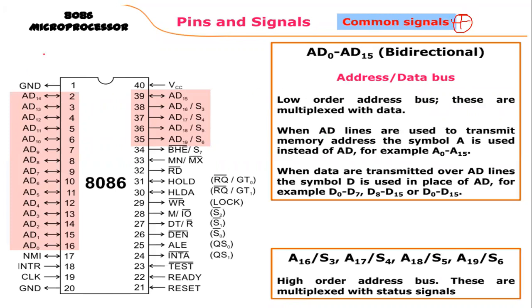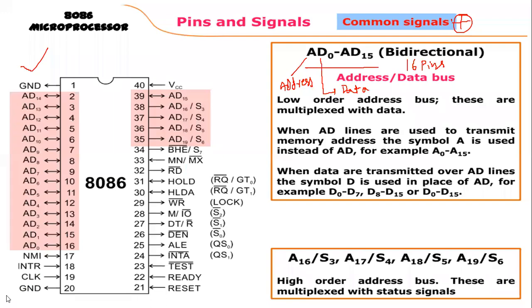Now see this diagram, the highlighted signals. First of all, consider the signals AD0 to AD15. That is a total of 16 pins we are using here. AD0 is also counted as a number, but we count 0 to 15, so we have 16 pins. AD means A stands for address and D stands for data.